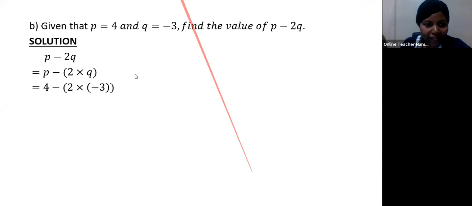Now, when you're multiplying a negative times a negative, it's going to give us a positive. So we have -2 times -3, which is giving us a positive 6. 4 plus 6 is equal to 10.